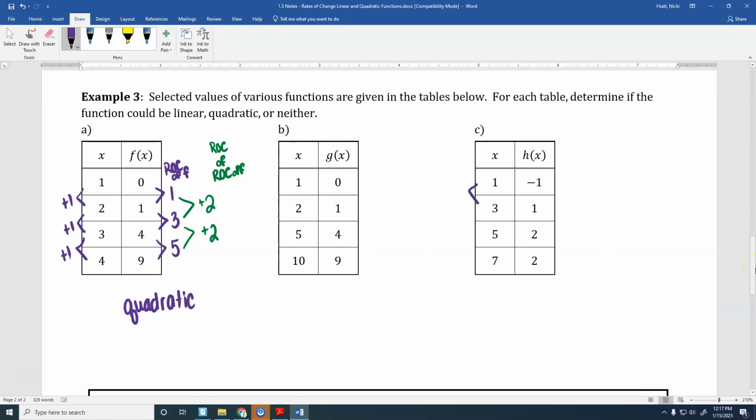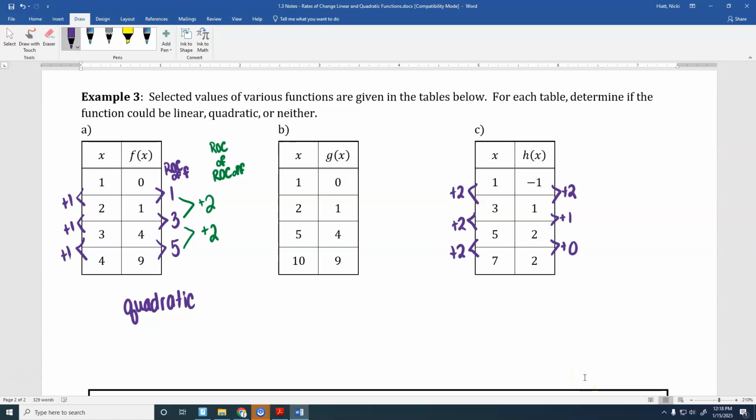Now, do I have consecutive equal length input values for C? I do. I'm going up by 2. So if you have consecutive equal length input values, you really don't have to find the slope. You can just look at what's happening to the y's. That's what I did over here. But for B, it's not going to work. We'll have to actually find the slope. So here, notice that I go up 2, up 1, and up 0.